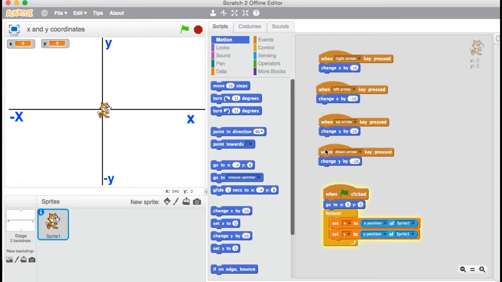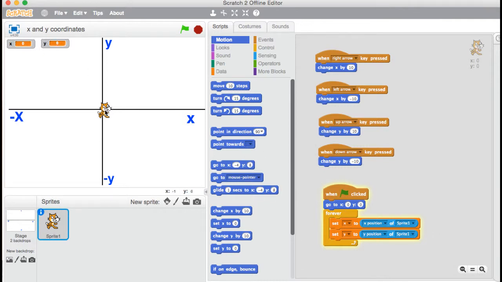And I've got my usual code over here. You can see about my right arrow, left arrow. And this other bit down here, don't have to worry too much about that, but it's nice for you to see. That's the code that's showing the X position and Y position.